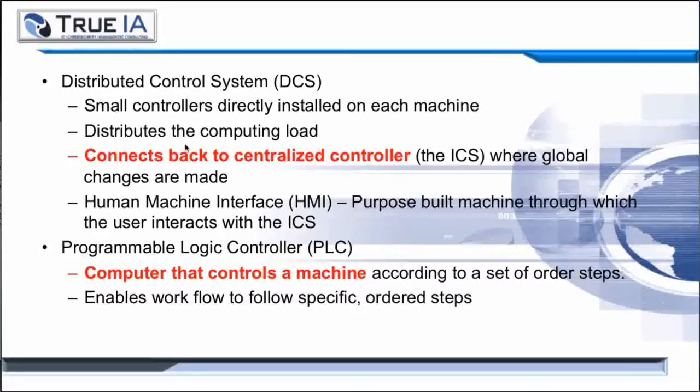The distributed control system is a small controller that is directly installed on each machine. It distributes the computing load and connects back to the centralized controller. The programmable logic controller is the computer that controls the machine, the actual computer that does or indicates how to do the thing that it's trying to control. It enables workflow to follow specific ordered steps.